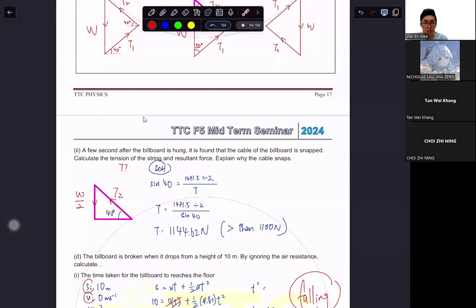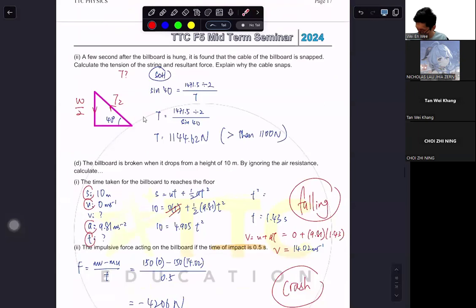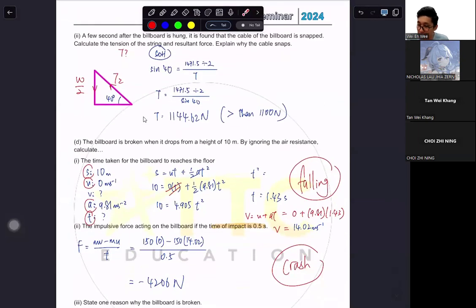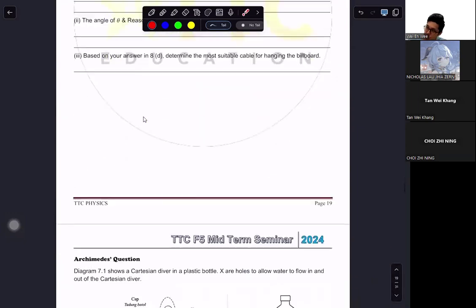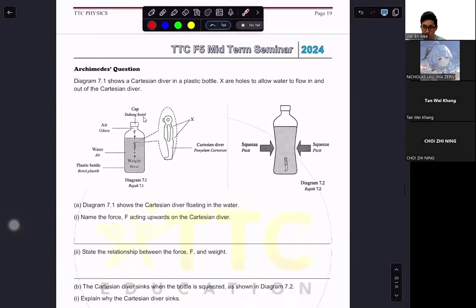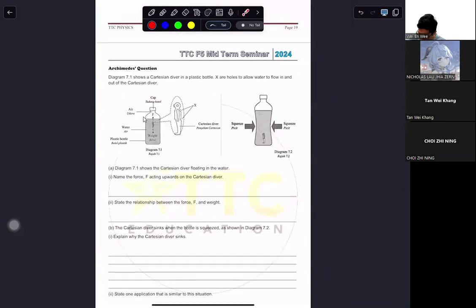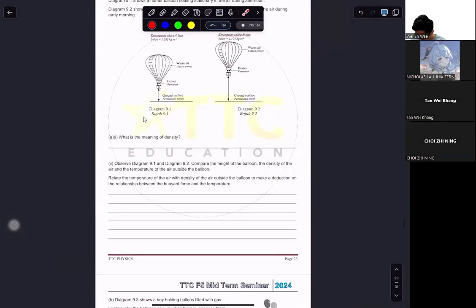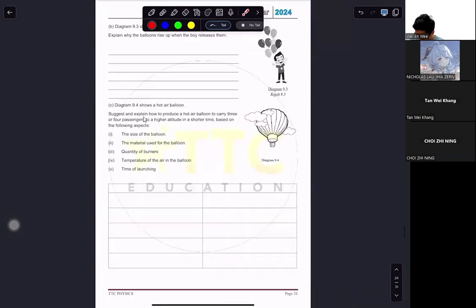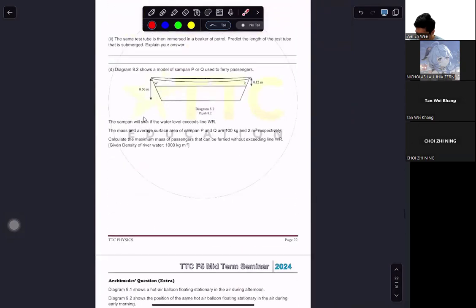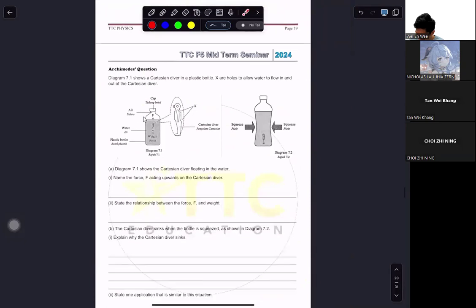Okay, let's continue. Now we move on to part 3 of today's seminar, which is about pressure. Form 5, Chapter 2, pressure. For this chapter, we have Archimedes, so mostly we will focus on Archimedes only. So let's have a look.